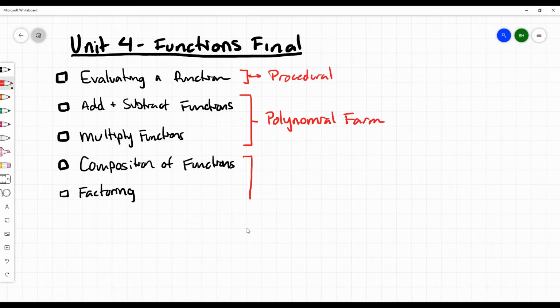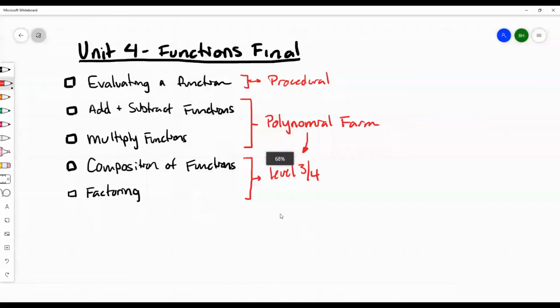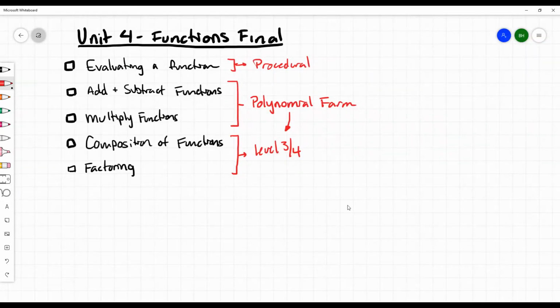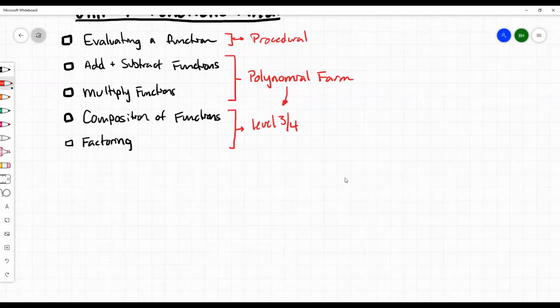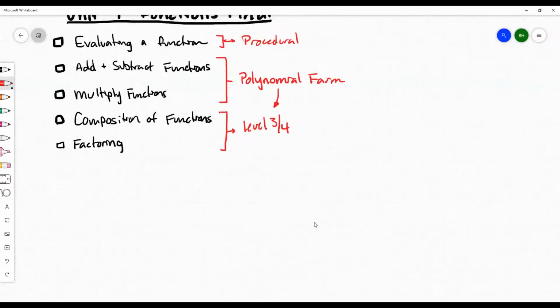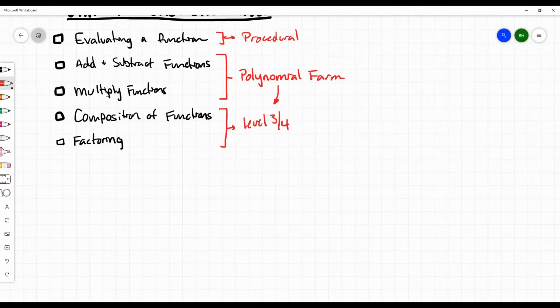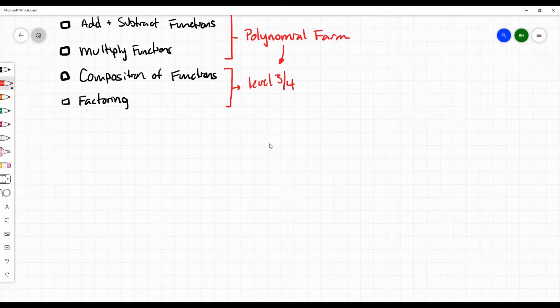Composition of functions and factoring will be a little bit integrated. These will be kind of your level 3, 4 pieces based off of the polynomial form. And then there's going to be a certain way that they're asked, so that way you could demonstrate your understanding. Okay. So for this video, we're just going to do a couple of these. We'll do the first 3 or so, evaluating a function, adding and subtracting and multiplying. And then later today, you'll see more of a composition of functions and a factoring video.